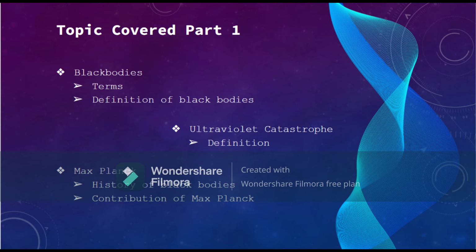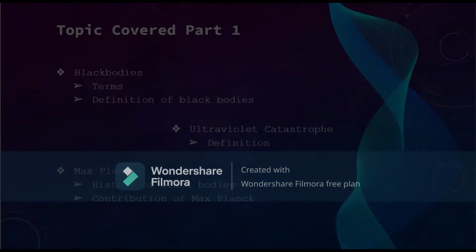The topic that will be covered in part 1 of the slides is black bodies. That will be the terms and the definition of the black bodies. The second thing is the ultraviolet catastrophe, which explains the definition of it. And the last one is Max Planck, the history of the black body and the contribution Max Planck did to the black bodies.